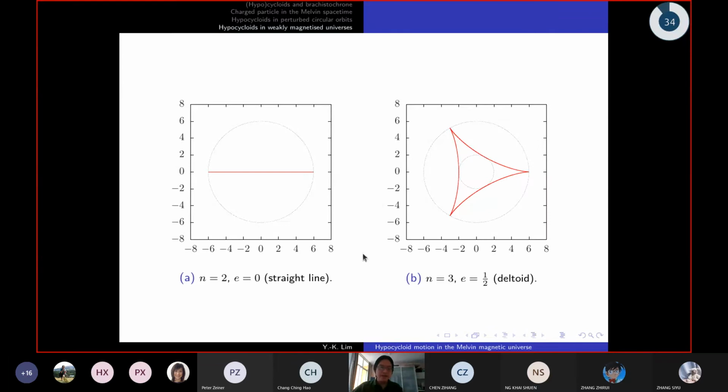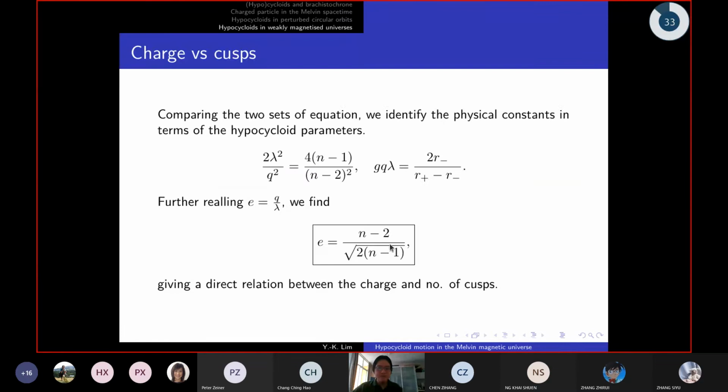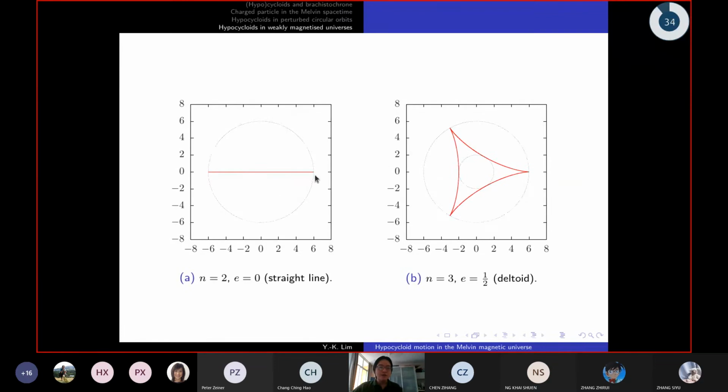If I put in the lowest integer, n equals 2, you just get E equals 0. If I put that into my numerical code and let the particle run, I just get a straight line, which is perfectly expected because this is zero charge, a neutral particle, so it's not affected by the magnetic force. It's only affected by gravity, and the potential due to gravity is just a potential well. So the particle is just oscillating in the potential well. That is pretty straightforward.